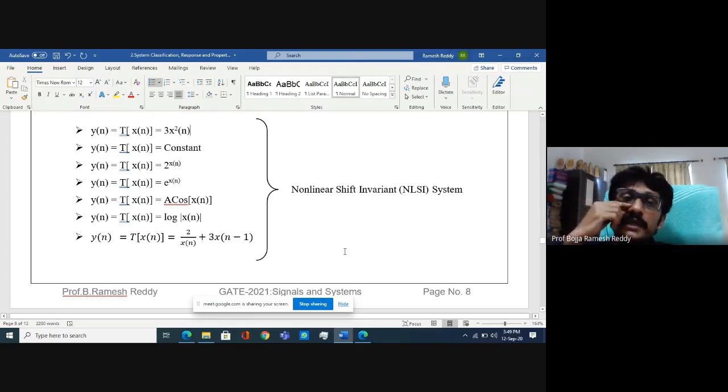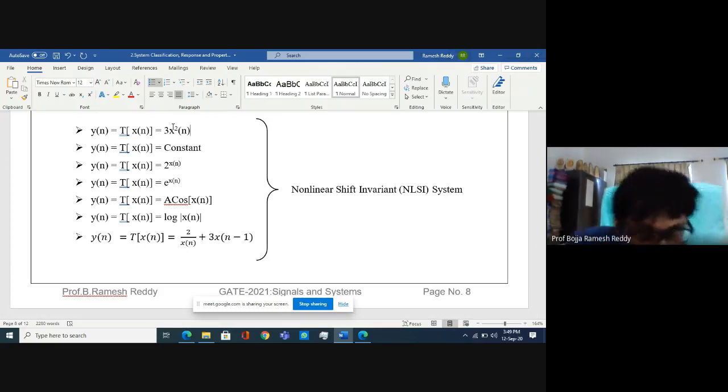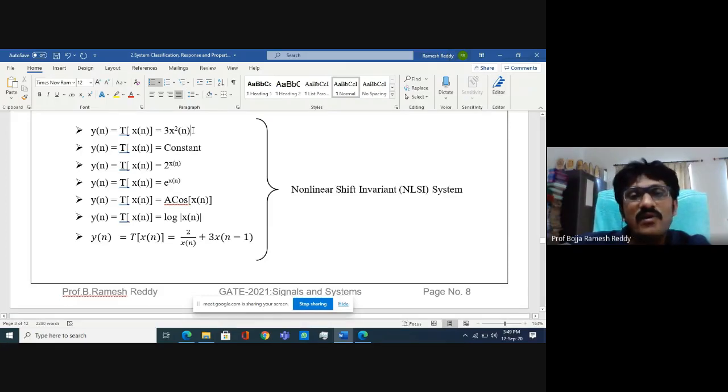See, 3x square of n. This is a different story. Like (a plus b) whole square, (x1 plus x2) whole square is not equal to x1 square plus x2 square. That's why this is a non-linear system. Here our concentration is linearity; we have to check linearity. Because of the square, this is a non-linear system. Next, constant. Already told you, all constant systems are non-linear systems.